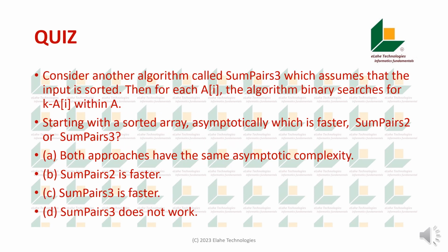Another question. Consider another algorithm called SUMPAIRS3 which assumes that the input is sorted. Then for each i, the algorithm binary searches for k minus a[i] within a. If we start with a sorted array, asymptotically which is faster, SUMPAIRS2 or SUMPAIRS3? Option A, both approaches have the same asymptotic complexity. Option B, SUMPAIRS2 is faster. Option C, SUMPAIRS3 is faster. Option D, SUMPAIRS3 does not work. The correct answer is option B, SUMPAIRS2 is faster. SUMPAIRS2 takes order n time and SUMPAIRS3 takes order n log n time.